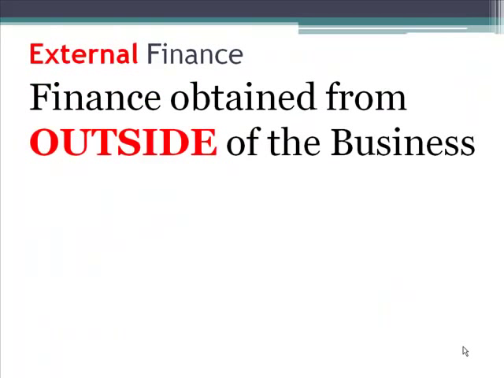External finance is finance that's obtained from outside of the business. I'm going to give you a list and quickly define what these external sources of finance are. An overdraft is where the bank gives you the opportunity to go above and beyond your limit. For example, if you've got £10 in the bank and you want to buy something for £20, you're going to be overdrawn by £10. So you're going to be in minus £10, and the bank gives you a certain limit which you can go up to in the minus.